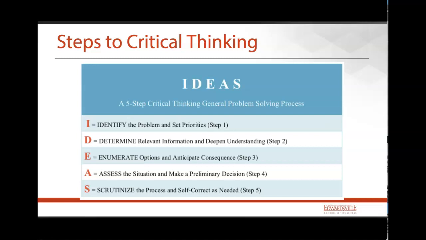Now notice that all of this sounds very similar to the rational decision-making model we talked about in the first week. And yeah, you're right, because rational decision-making is the core, the frame within which we do critical thinking. So again, critical thinking parallels the rational decision process because it requires us to identify the problems, determine the information, enumerate the options, make our decision, and then evaluate in the long run.